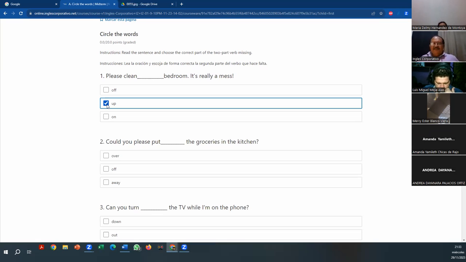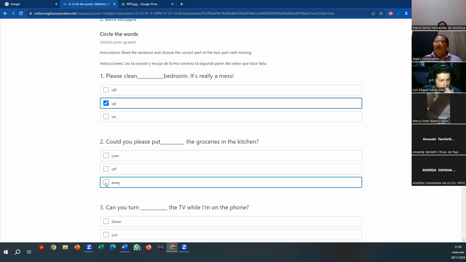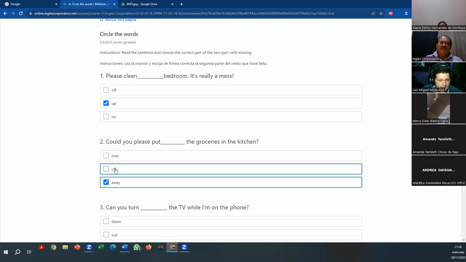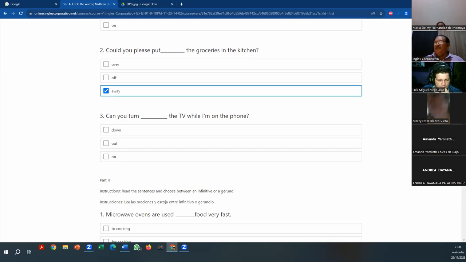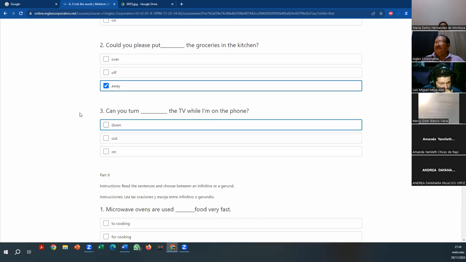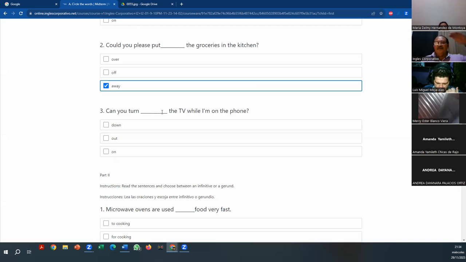And then, could you please put over, off, or away the groceries in the kitchen? Away. Put away is to keep, like guardar, right? Put off is to turn off the fire. Can you turn up or turn down the TV while I am on the phone? Turn down, because I am speaking on the phone.